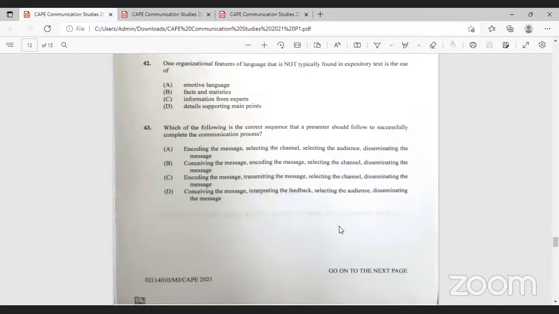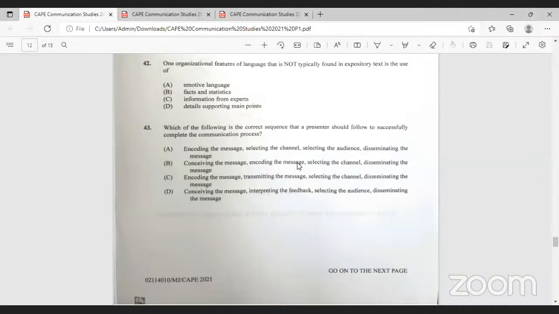Now look at this one again. Which of the following is the correct sequence that the presenter should follow to successfully complete the communication message? Right? So A and C are out because you don't encode the message first. You conceive the message first. Then you encode it, then you select the channel, then you disseminate the message. So the answer is B. So 43 is B. Right? Everybody can see that?